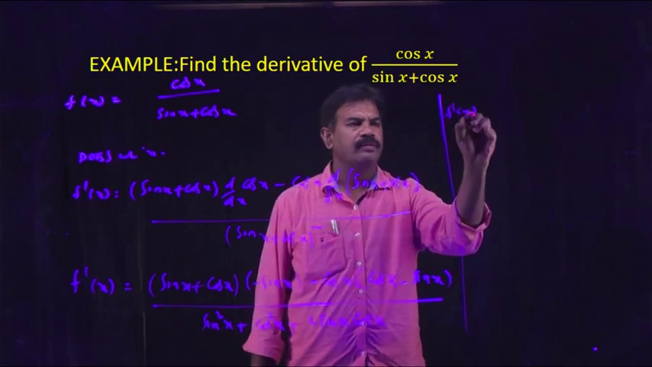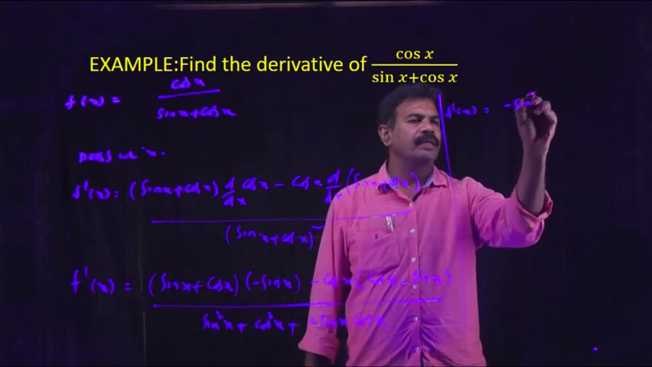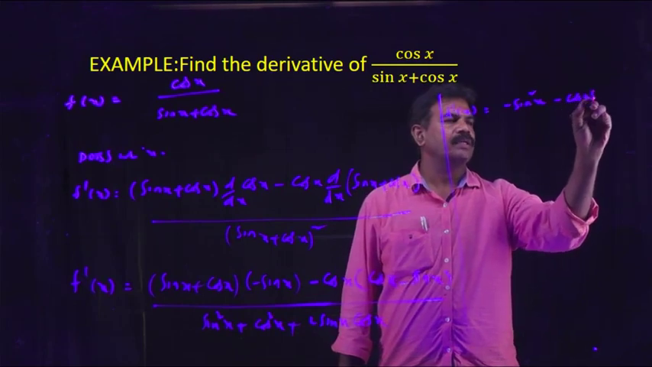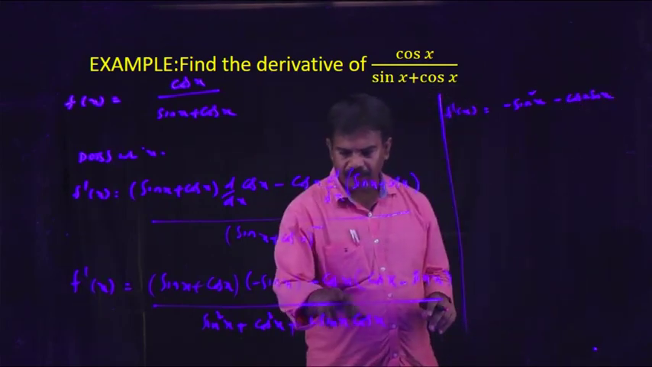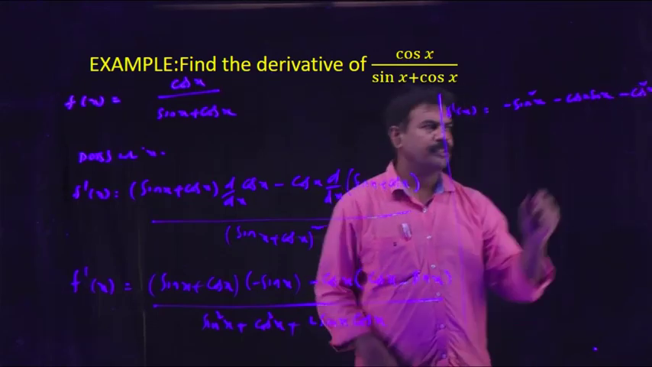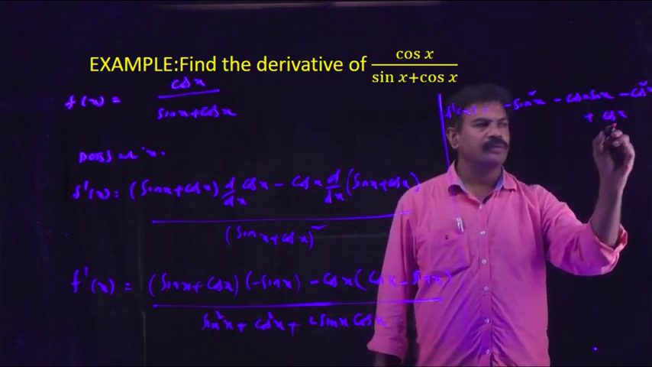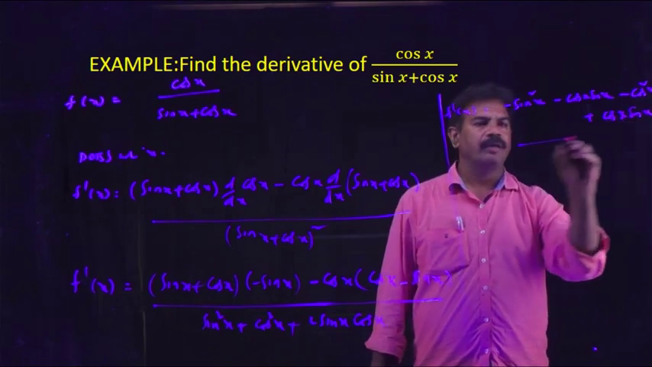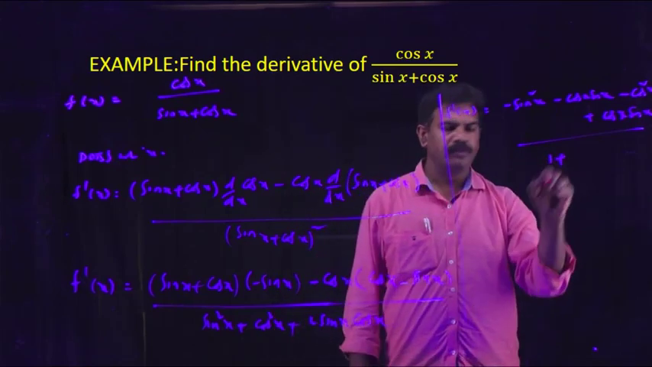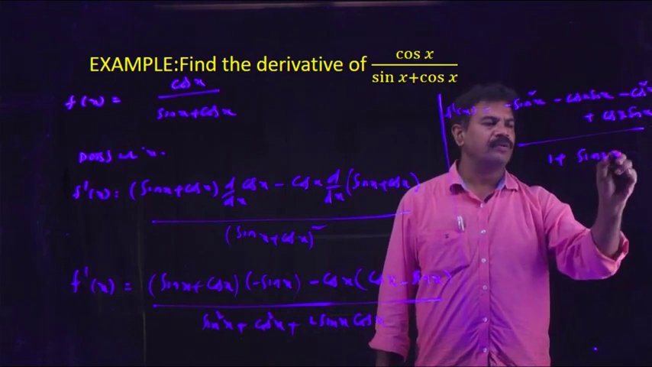f dash x is equal to sin x into minus sin square x plus into minus minus cos x into sin x minus cos x into cos x minus cos square x minus into minus plus cos x into sin x, by, we know that sin square x plus cos square x means 1, that is 1 plus, we know that sin 2 theta formula, 2 sin theta cos theta, it is 1 plus sin 2x.